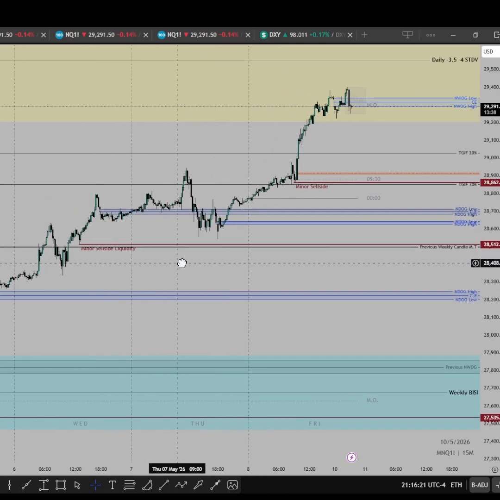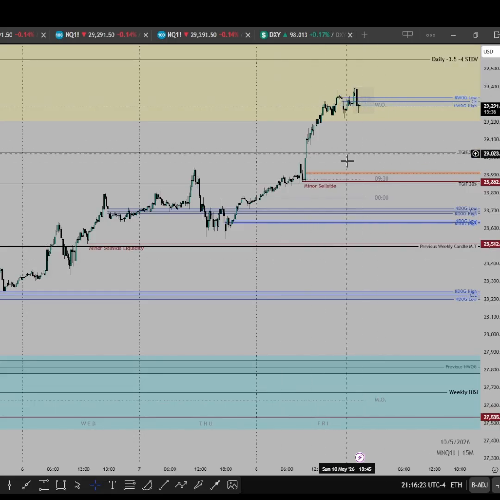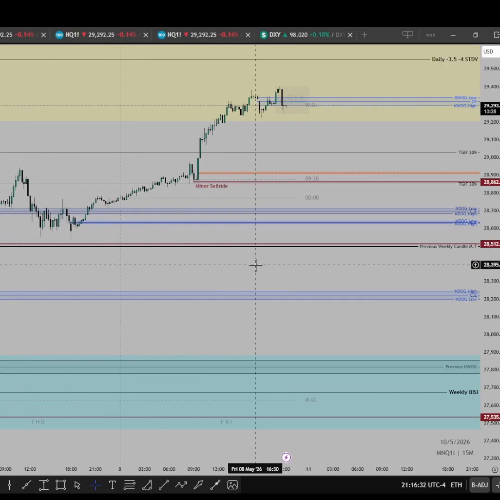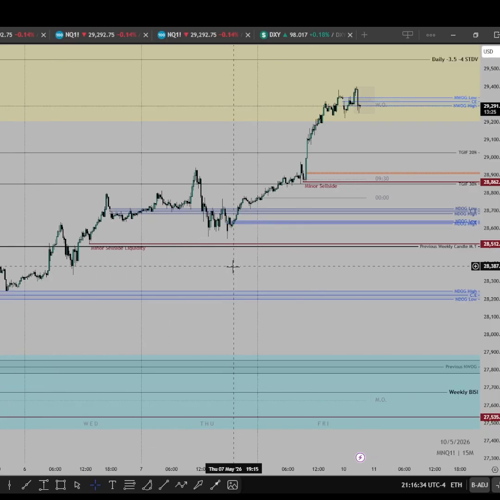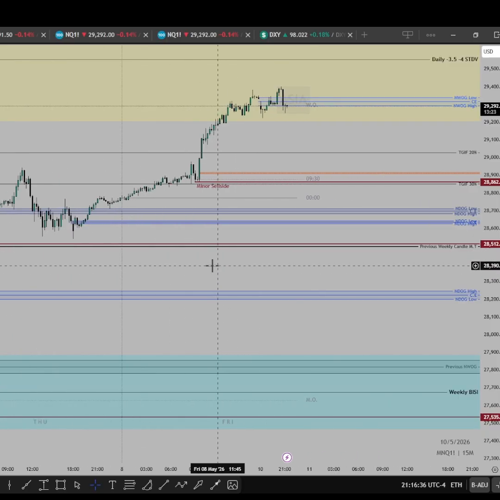Other than that, I'll be a little doubtful. Honestly, I'm expecting price to come below this previous weekly candle's mean threshold that I've marked here, so that we at least get some good longs. Otherwise, maybe we might get a smart money reversal, we never know.